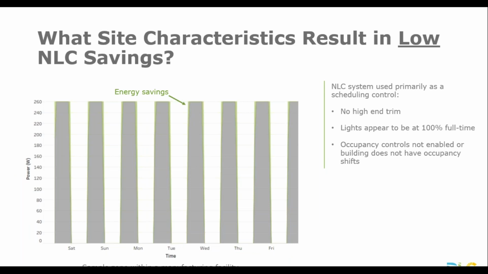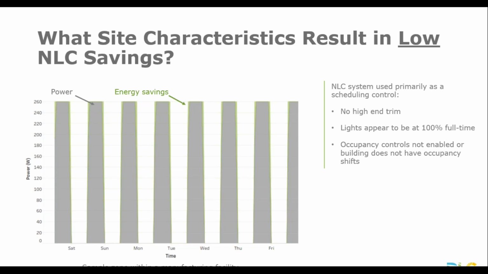Now, as we saw in that sample, not every building is achieving high savings. Some are achieving low savings. And so we wanted to elaborate a little bit more about what might be the causes for those. In this case, this building is a manufacturing facility, and you can see that this facility looks like it's operating as a scheduling control entirely.